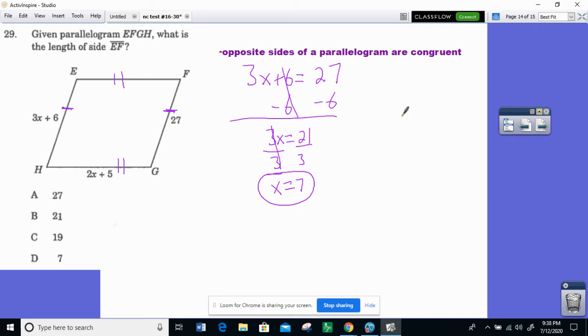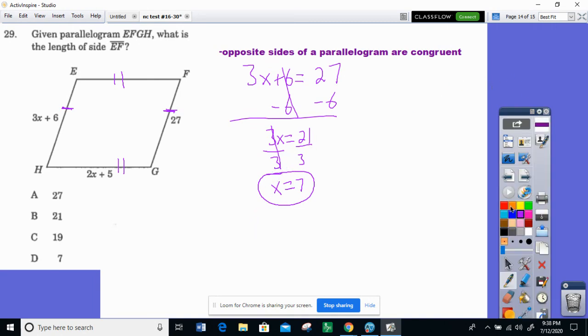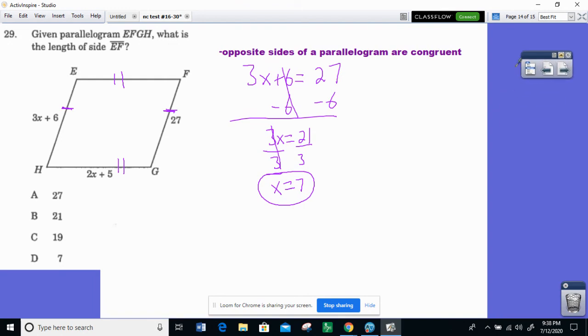Well, if x equals 7, we can use that to help us figure out the length of side HG. So that's 2 times whatever x is plus 5. We can substitute 7 for x. So 2 times 7 is 14, plus 5 more is 19. And since the length of segment HG is 19, so is the length of segment EF. So that's how we get C.